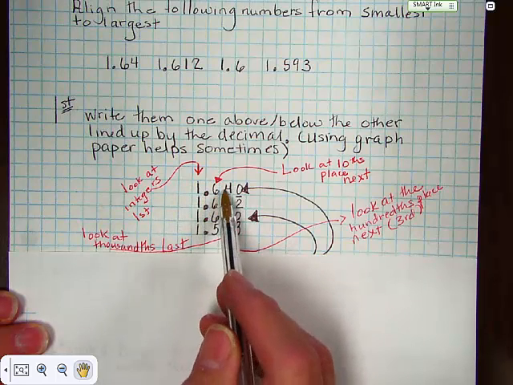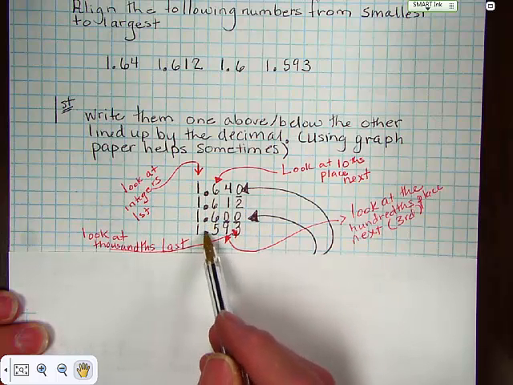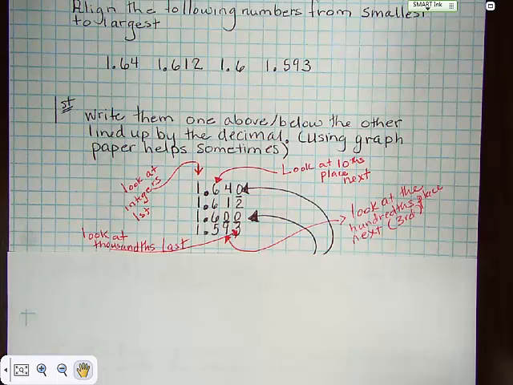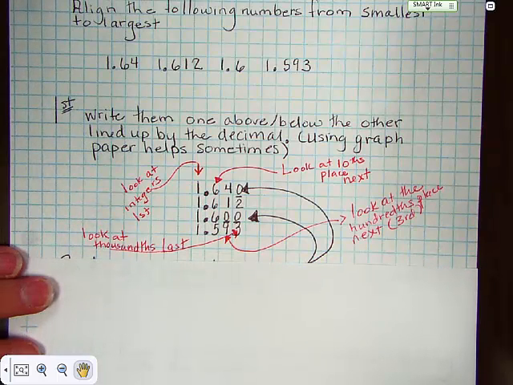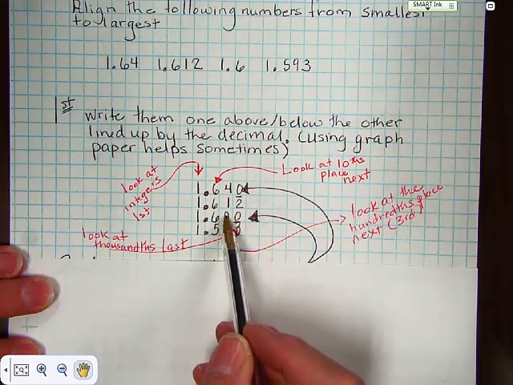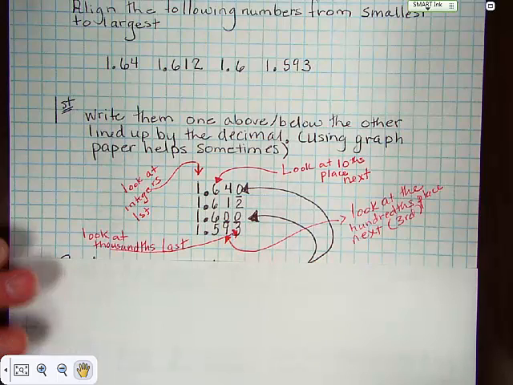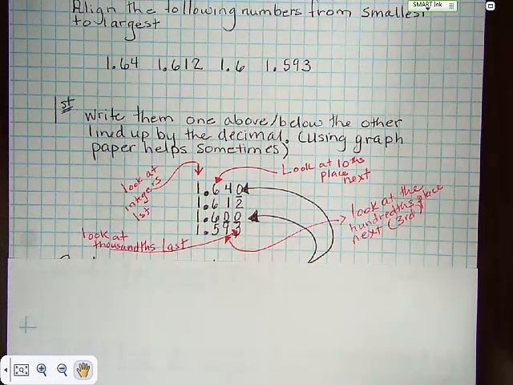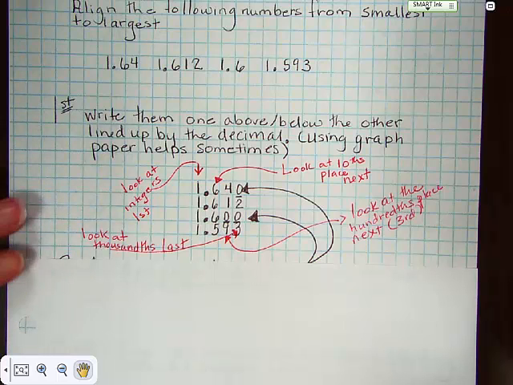1.64, 1.612, 1.6, 1.593. Now, if you notice, there's a lot of extra zeros in here. Like here, there's 2 extra zeros, and there's an extra 0. The reason we put the extra zeros in is as place value holders, because when you're comparing numbers, it's hard to compare nothing. So it's kind of nice to have the zeros in place. They don't change the value of the number at all.